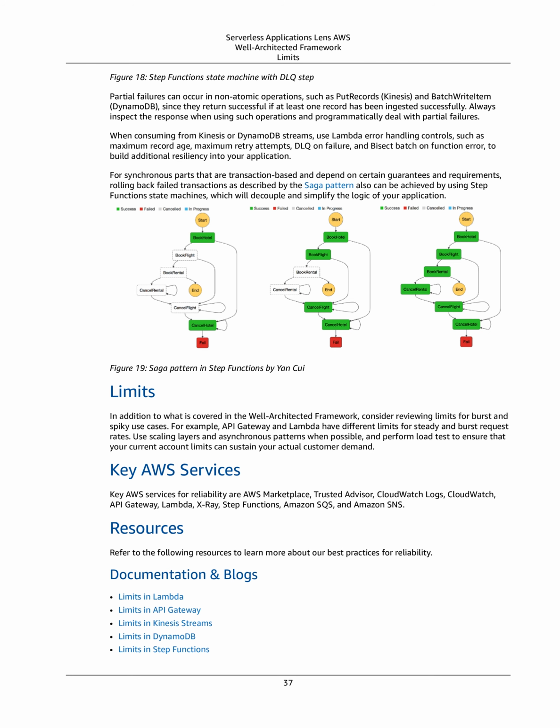For synchronous parts that are transaction-based and depend on certain guarantees and requirements, rolling back failed transactions as described by the Saga pattern can also be achieved by using Step Functions state machines, which will decouple and simplify the logic of your application.